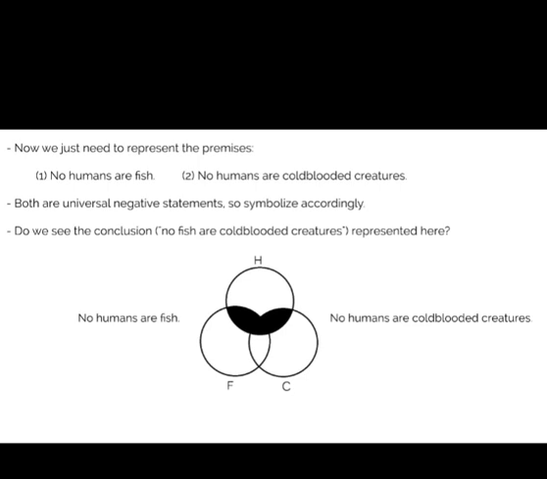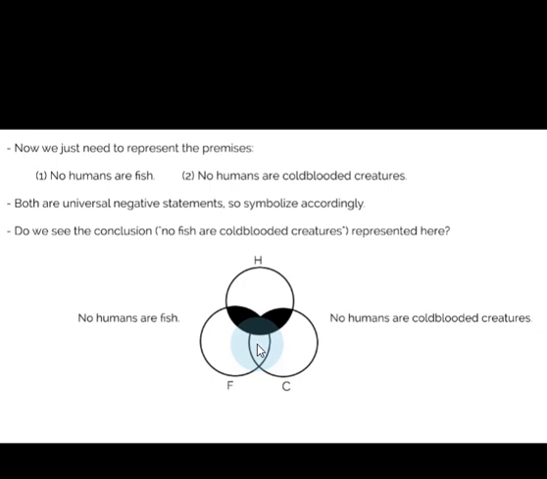Now, do we see the conclusion? No fish are cold-blooded creatures, represented here. Well, what would that look like? We don't see it, huh? Cassandra is right. We have to look at the fish circle and the cold-blooded circle. This says no fish are cold-blooded creatures. That's a universal negative. So that means there would be nothing in this overlap at all. But we have some space here, right?